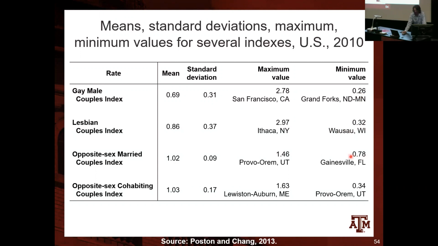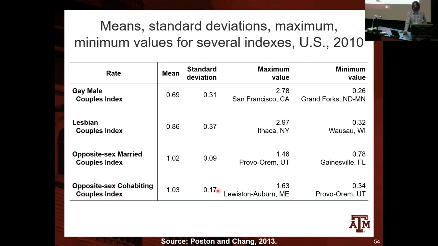You also see variation for opposite sex married couples and cohabiting couples. But see that these numbers here, the minimum and the maximum, are much closer to 1 unit. Still, in Provo-Orem, you have 1.46 times more chances of finding opposite sex married couples than in a randomly selected household across these metropolitan areas. So there is some concentration. But this number is closer to 1 unit than these 2 numbers here. This number is also closer to 1 unit than these 2 numbers here.